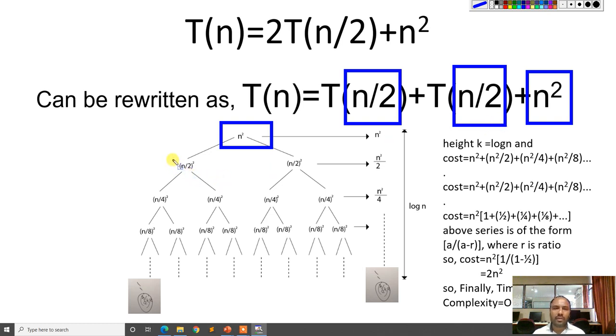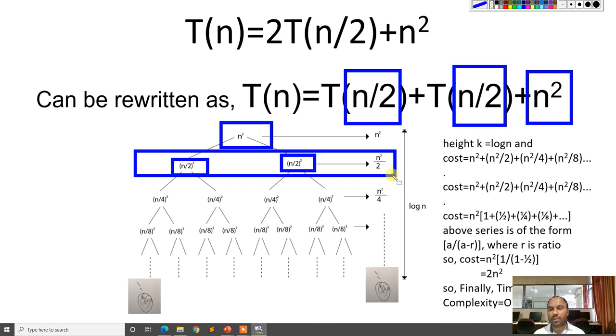So if I replace n with n divided by 2, I am going to get here (n divided by 2) whole square and (n divided by 2) whole square. So if I add, the cost at each level is n square by 2. Now the cost at the root node was n square, because we are having only n square here. If you observe properly, the cost is reducing by half. So the cost at the root node is n square, then at level number 1 it becomes n square by 2, then n square by 4, and so on.